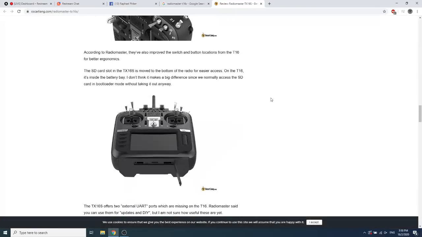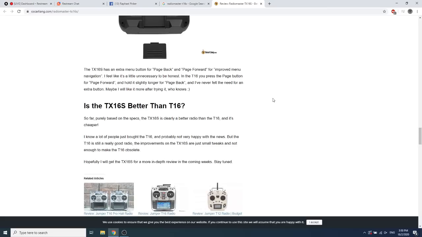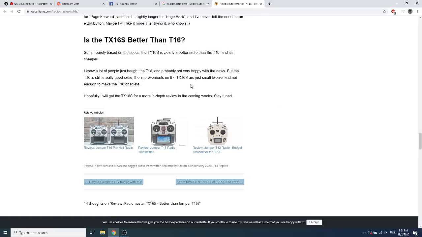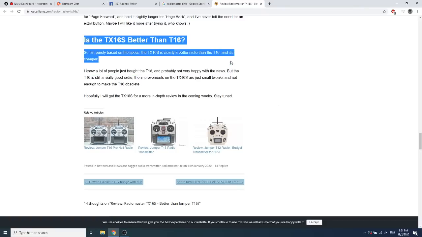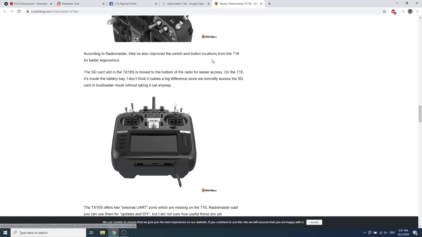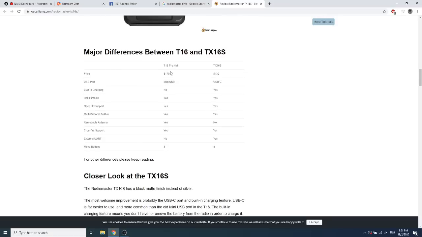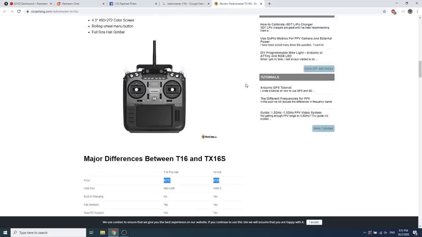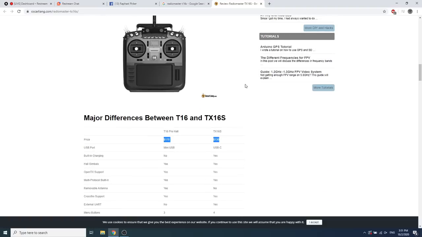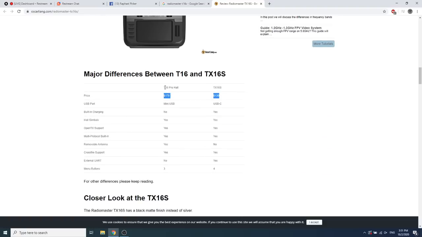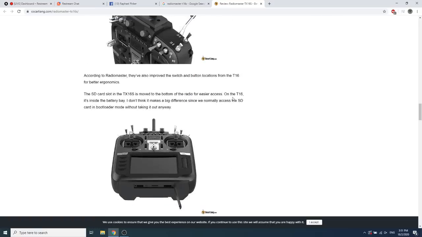So there's going to be a bundle. It's a lot cheaper. It's a lot cheaper. I mean, you're going from 170 to 130 bucks. Whoa. Okay. Damn. Okay. Because you can get the Master Fire, like the T16S with Crossfire.